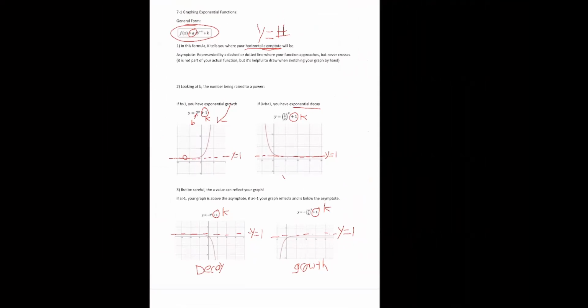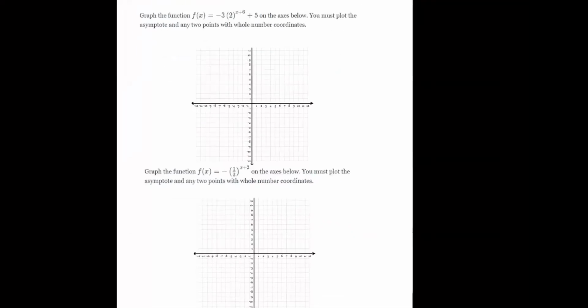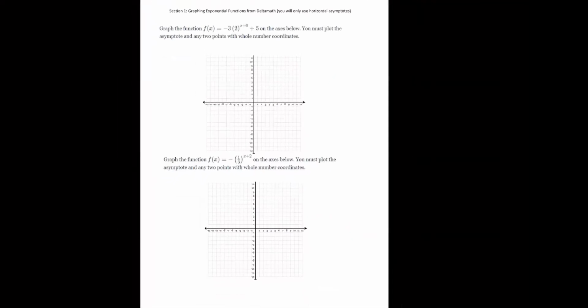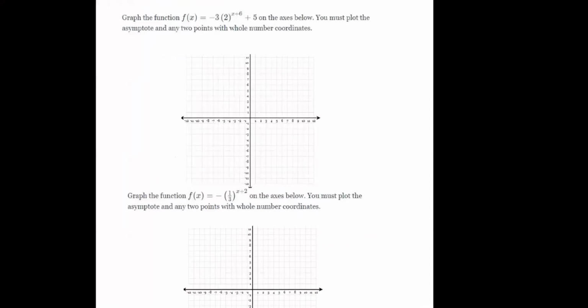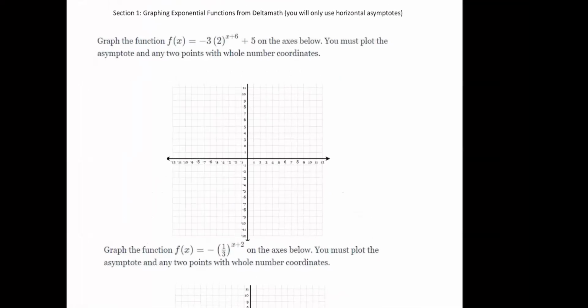All right, so that's it for our notes. I just wanted to do some examples. You're going to have 2 types of problems in your Delta Math today. Your first sections are going to just ask you to graph your exponential function. The first thing you always want to start with, and there's going to be a drop down menu, is to click what type of asymptote.